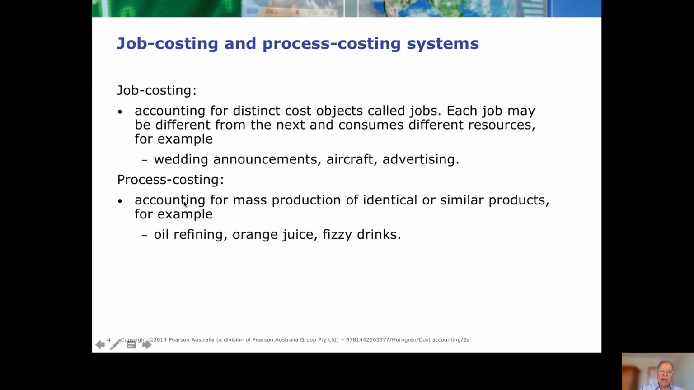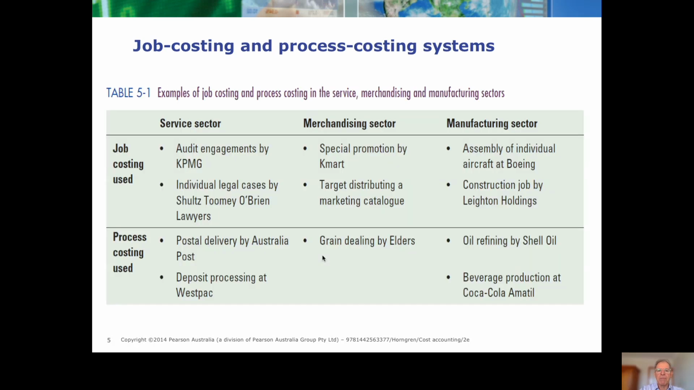So again, just giving us some examples, the wedding planner is working for you, the client. The accountant, the lawyer, the legal firm is billing their hours to you for the work they're doing on your behalf. Aircraft or advertising, all job costing. Process costing, they've given us a range of mass-produced products. Think of something on the conveyor belt, as we said, and you've got the idea of the difference between the two methods of costing systems.